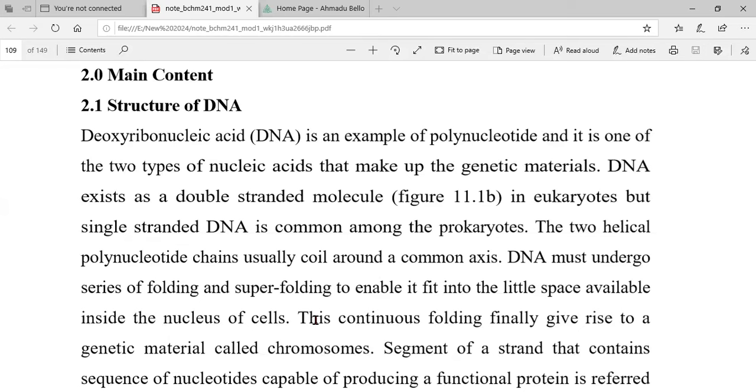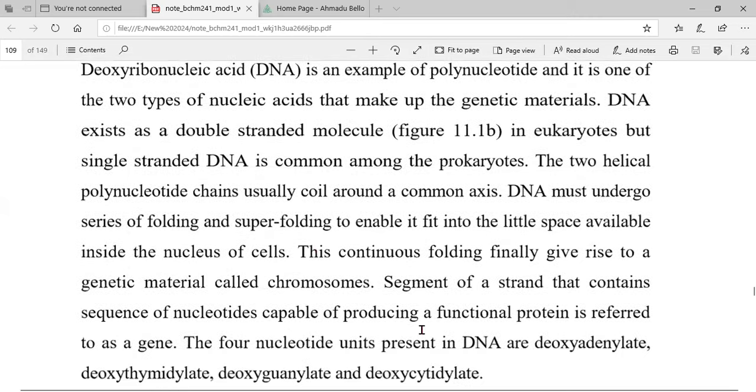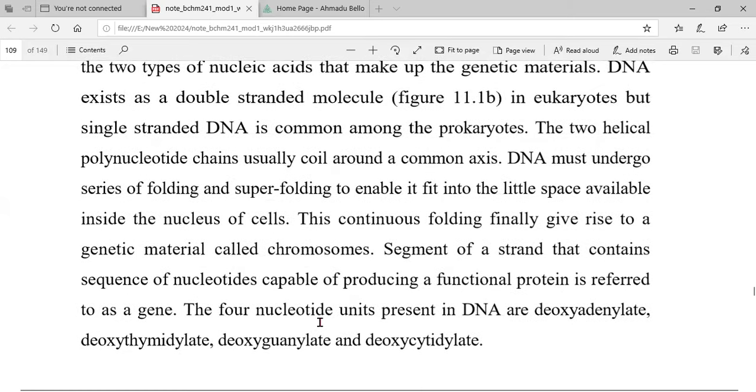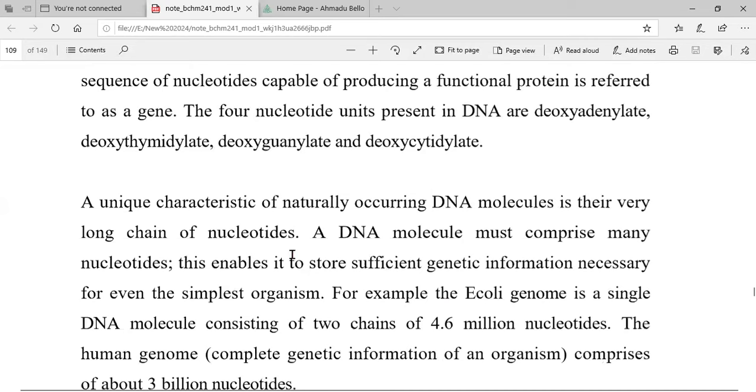There is what we call a gene, which is a segment of DNA that contains a nucleotide sequence capable of producing a protein. And this functional protein carries the information from the gene, which is part of the DNA. So we have four nucleotide units found in DNA, which are the deoxyadenylate, the deoxythymidylate, the deoxyguanylate, and the deoxycytidylate.